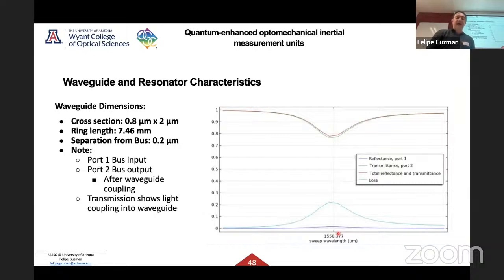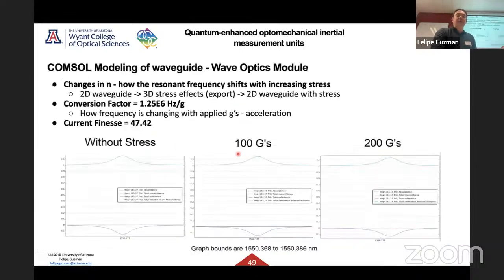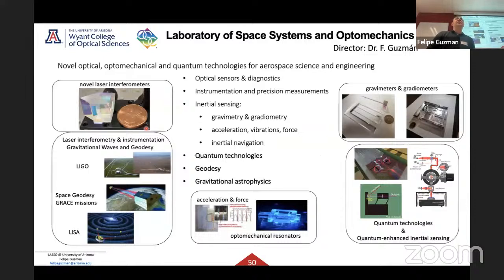We've done some simulations in COMSOL about the dimensions of the waveguide and its performance. We've also done some simulations about the conversion factors, and we do expect to see a significant signal under the presence of micro-g's or less acceleration. We're working with low finesse, basically low. We're starting with just a few turns. We don't want to have the light circulate there too many times at the moment, but we're looking into ways of increasing that.